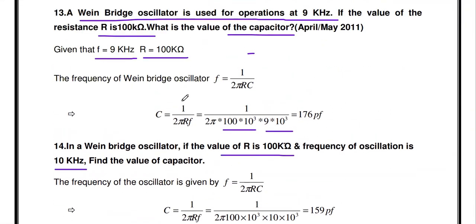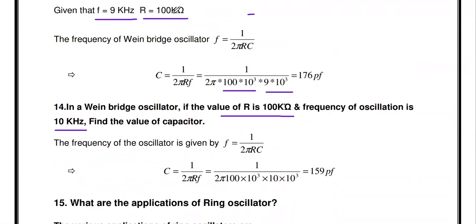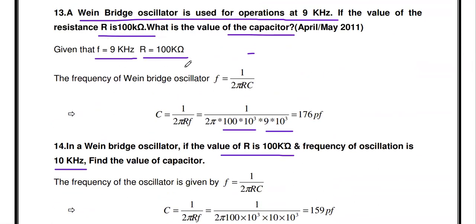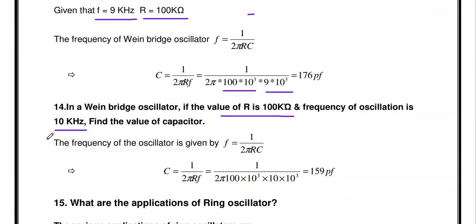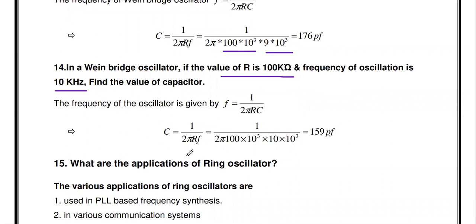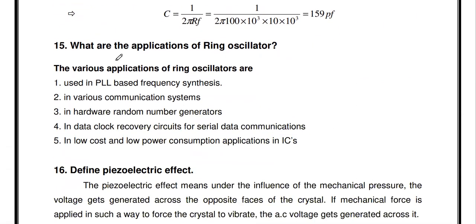Okay. Similar to the previous problem, where the frequency given was 9 kilohertz and R was 100 kilo ohm, here the frequency is 10 kilohertz and R is given. So similarly, you just substitute the R value and F value, and you calculate the capacitor value as 159 picofarad. Okay, then the next question: what are the applications of a ring oscillator?